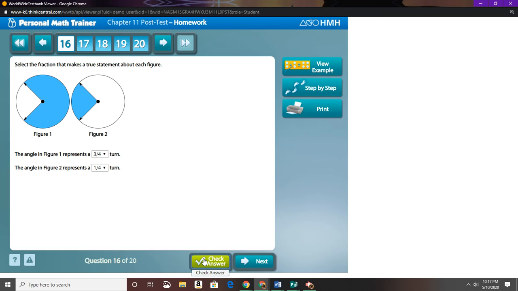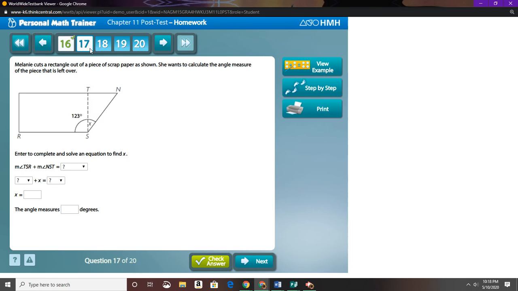Number 17 is the second most missed question on here, and that was missed by 9 of you. And this was a tricky one, I will admit. I can understand why this is the second most missed. Melanie cuts a rectangle out of a piece of scrap paper as shown. She wants to calculate the angle measure of the piece that is left over. So she is looking for this missing amount.